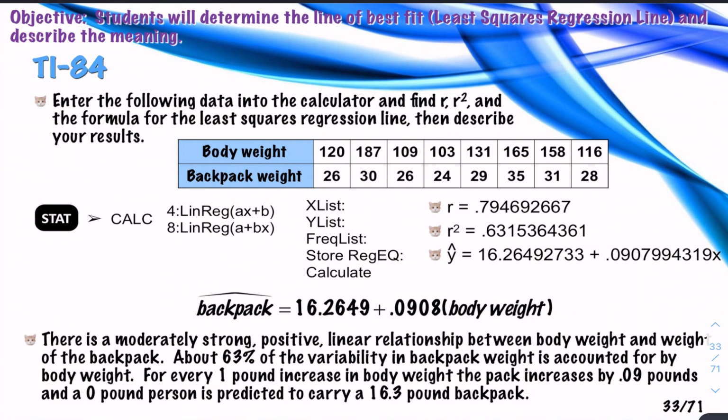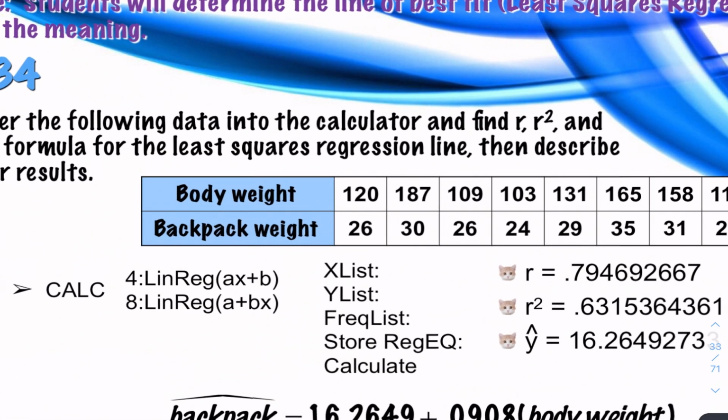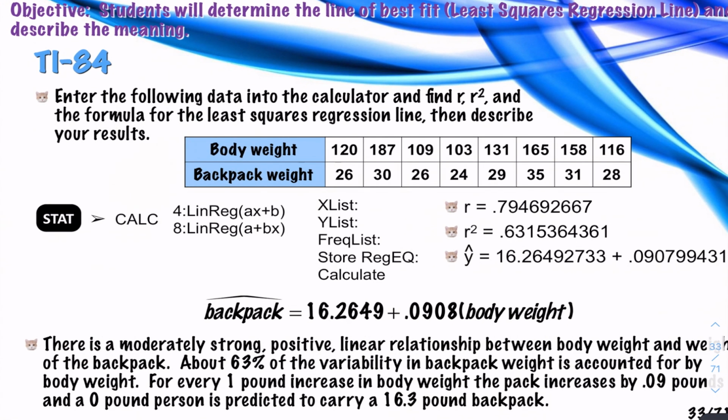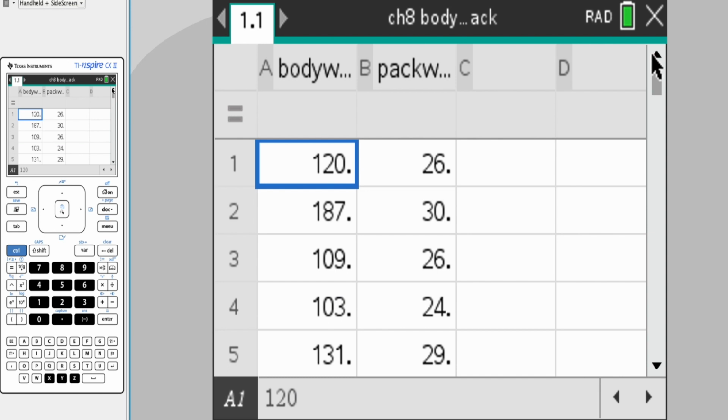Okay, this is practice. I do want you to do this on your own, and I am going to do this with you guys as well. I'm just going to pull up my TI-84 and walk you all through this one more time. So we have body weight and backpack. What I want you guys to be able to do is in your calculator, type in body weight and type in backpack weight. Find R, R squared, and the formula for the least square regression line, and then describe your results.